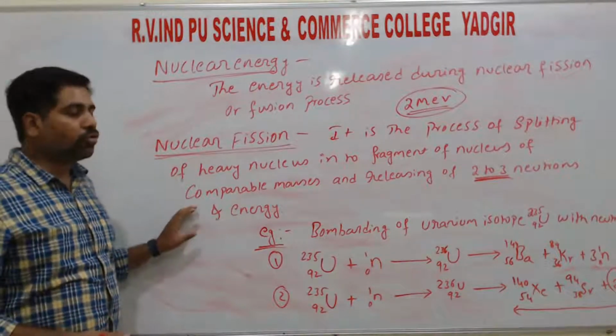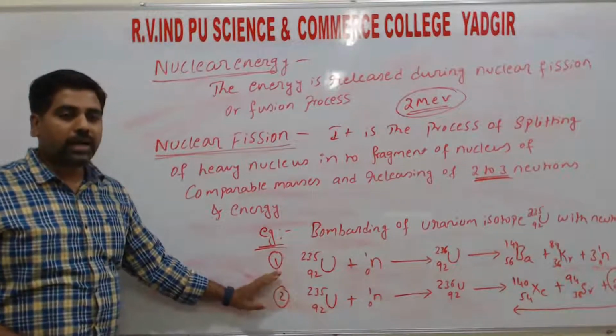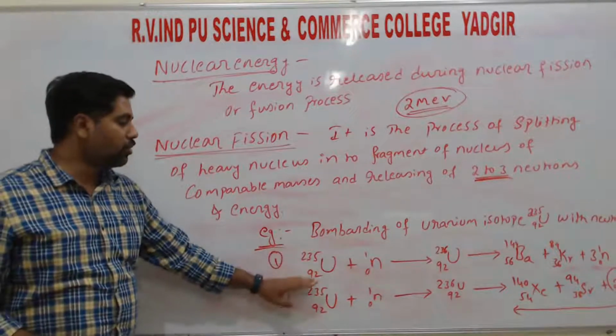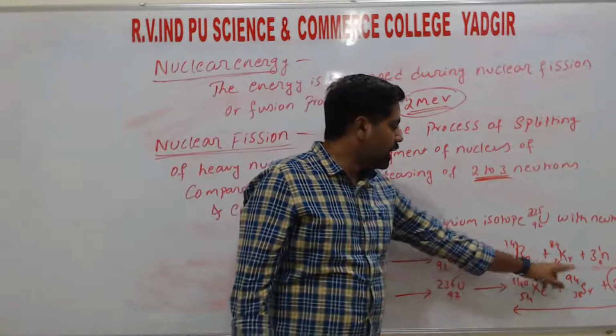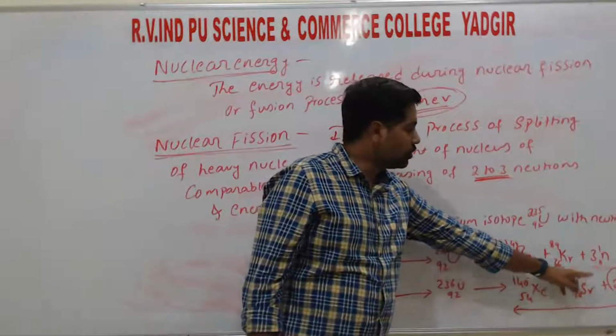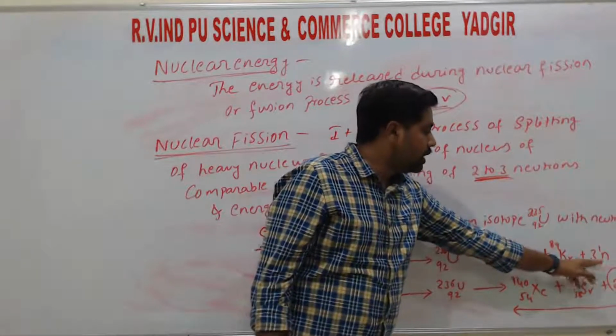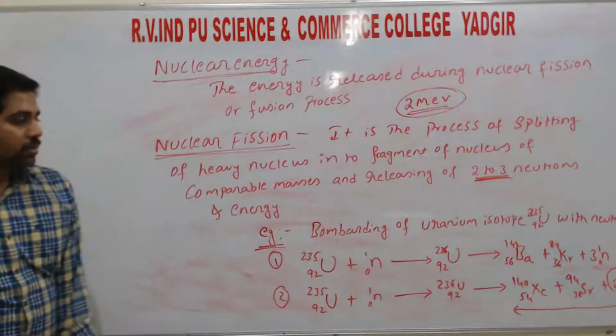So this is the nuclear fission definition along with the examples, right? Here we have two examples. In one, we get the end product nuclei Ba and Kr, and in the other Xe and Sr. Here three neutrons are released and here two neutrons are released, right?